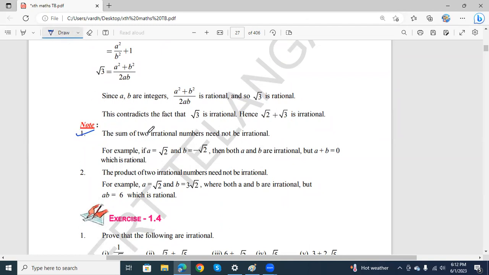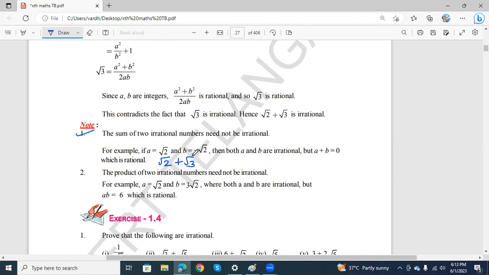First one, sum of two irrational numbers need not be irrational. Take root 2 and the opposite of root 2, negative root 2. If they are added, root 2 minus root 2 is 0, which is rational. It need not be irrational, meaning it may be rational or it may be irrational. Okay. For example, if I add root 2 and another irrational number root 3, you can't do anything here.